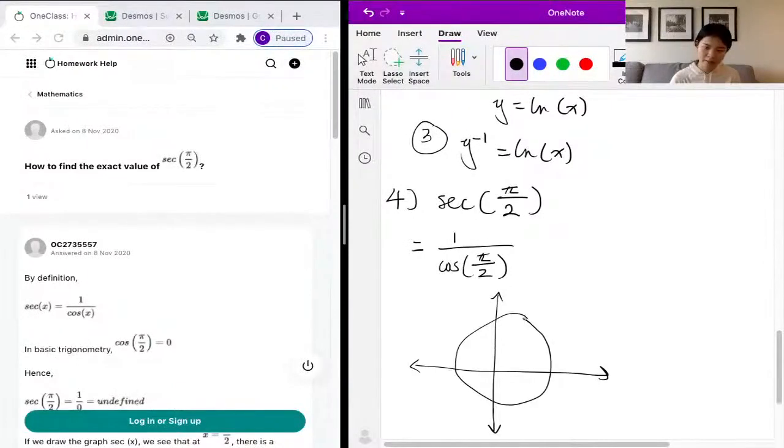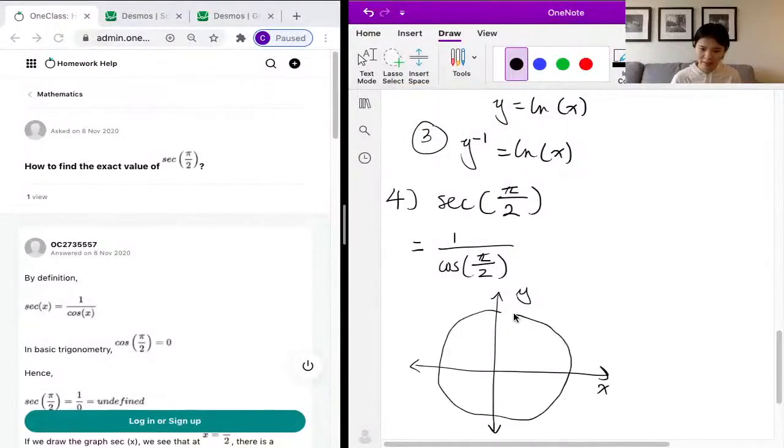Again, we have a circle over here, x, y. Actually, let's just draw a circle a little bit nicer, because the center of the circle is supposed to be on the origin. Cool. Now, let's look at the angle pi over 2. The angle pi over 2 radians is 90 degrees, which is right here on the y-axis.